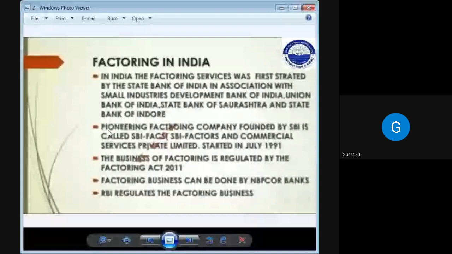See here, the regulation of RBI, and its finance. It is supported by the State Bank of India, Small Industries Development Bank of India, Union Bank of India, State Bank of Saurashtra, State Bank of Indore, and also SBI has established SBI Factors and Commercial Services Private Limited. So all these factoring institutions, all non-banking financial companies, help sellers to get immediate cash.